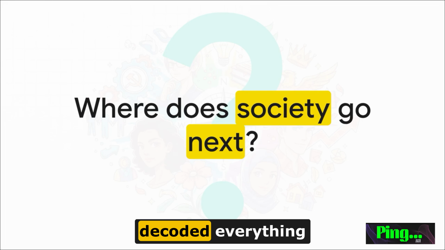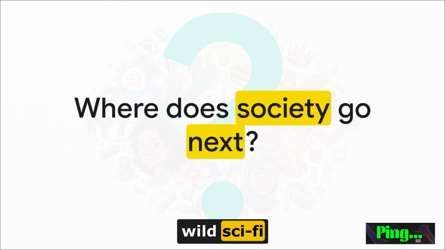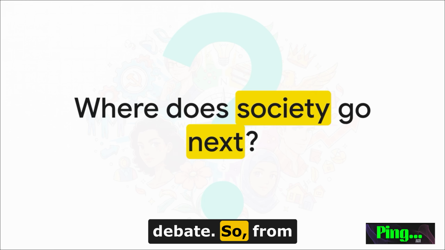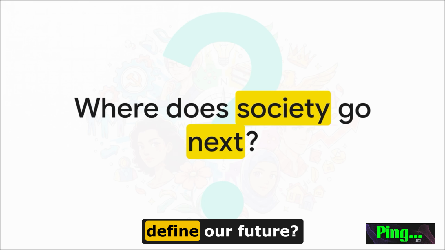So we've basically decoded everything from the foundational roots of conservatism to the stateless visions of anarchism, all the way to the wild sci-fi ambitions of transhumanism. With this mental map, you can decode almost any historical event or modern debate. So, from communitarianism to transhumanism, which ideology do you think will define our future?